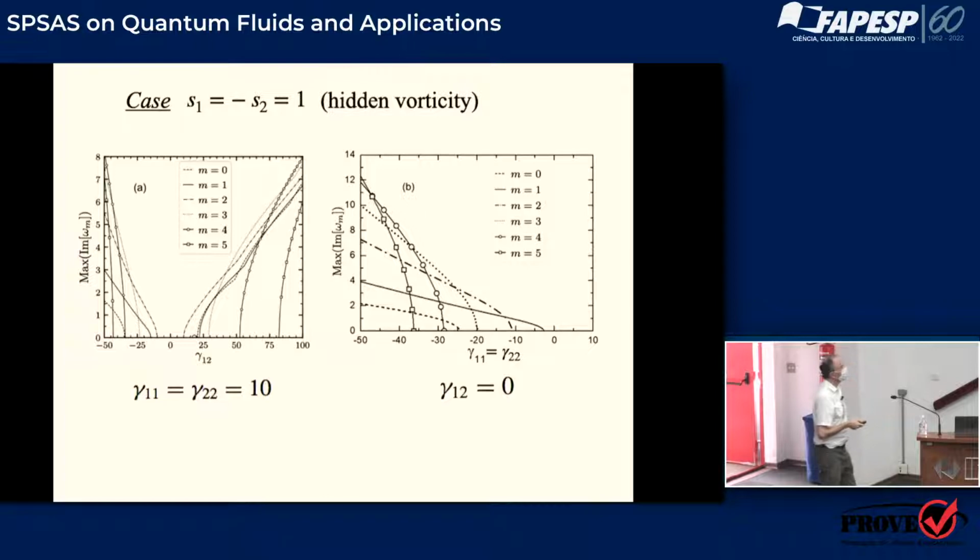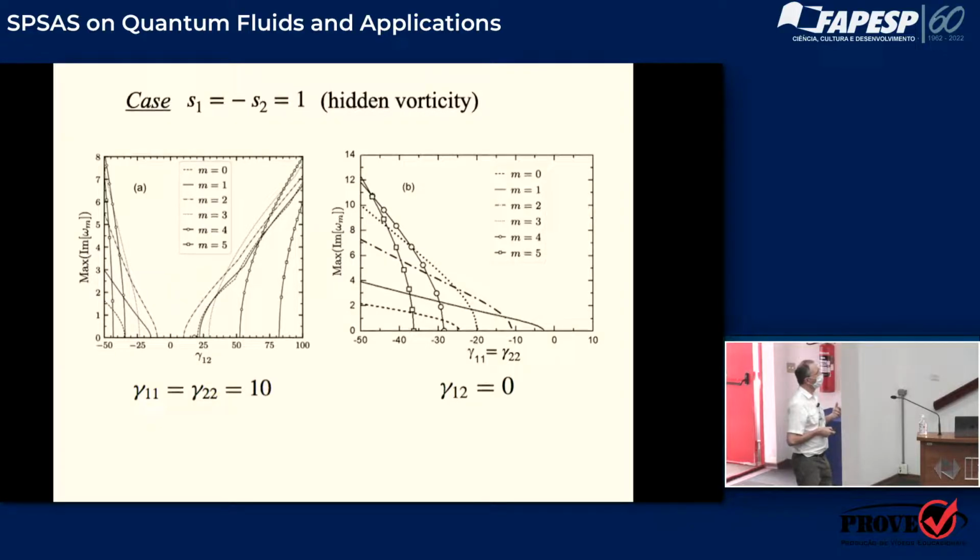In the case S1 equal minus S2 equal 1, it's more complicated. It's called hidden vorticity because one is rotating in one direction and the other counter-rotating. So when you add up all the angular momentum, the total angular momentum of the system should be 0. Then it's much more complicated. Numerically, we can calculate all this. We can find the ground state, or not exactly the ground state, the state of the system, and compute the modes where the system gets unstable. So whenever you have a non-zero imaginary part here, the system gets unstable.